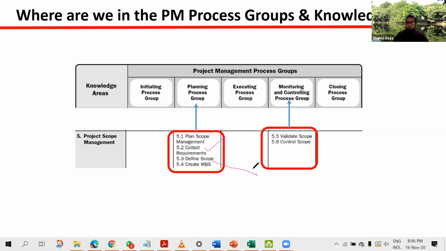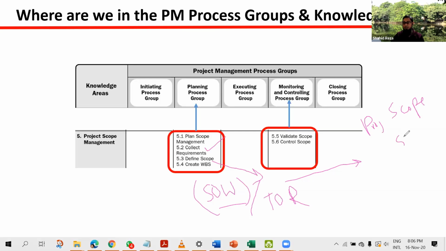So after defining the scope, we put this final scope, which sometimes in Bangladesh, in the profession, we call SOW, scope of work. So after refining all the requirements, we find out the SOW, or sometimes in contracts we use the term TOR, terms of reference, what we need to deliver. So SOW or TOR, that we will define in the define scope process. And after defining this, we will put all this in a separate document. The name of the document is project scope statement. All right. So we are getting another document that is known as project scope statement.